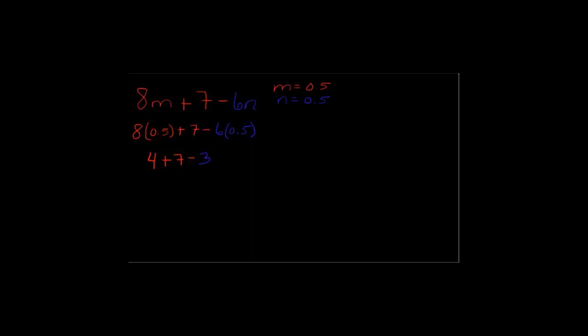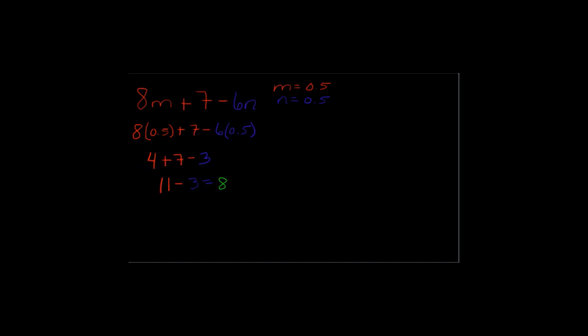So from left to right, following our order of operations, we're going to say 4 plus 7 is 11. And we're going to subtract our 3. And 11 minus 3 is going to give us a value of 8.